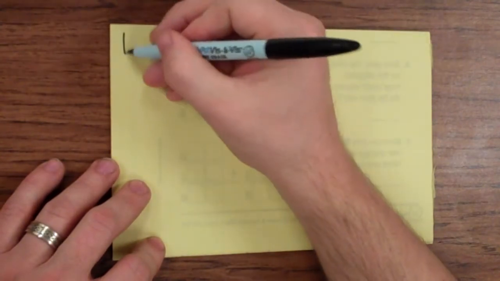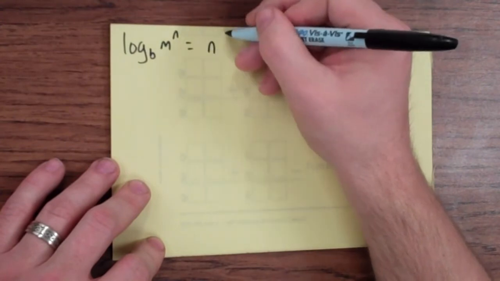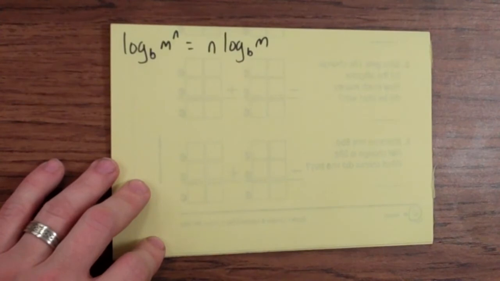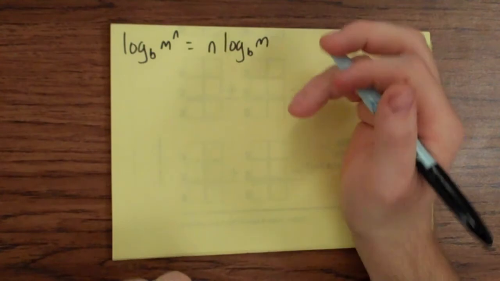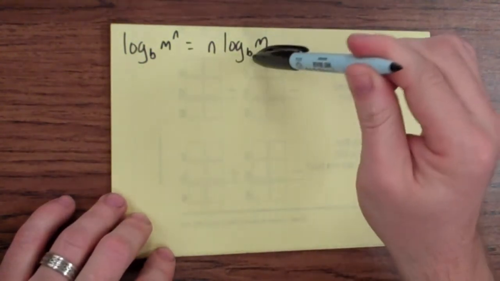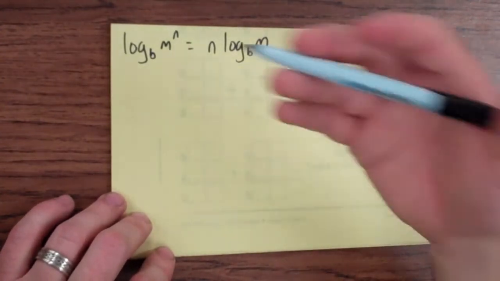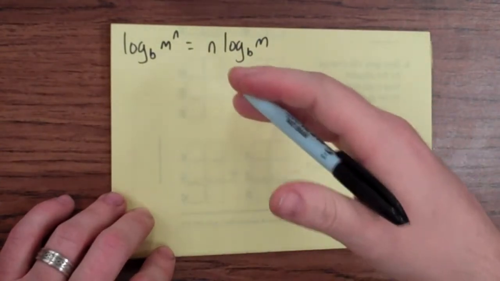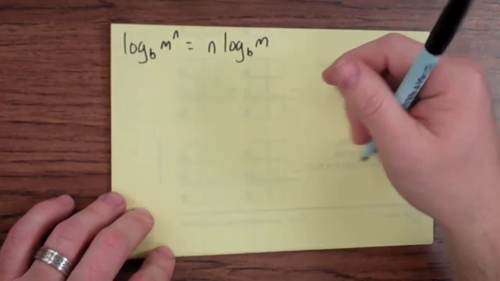Now the power property: log base b of m to the n is equal to n times log base b of m. Now, what I'm about to do, this proof method, I don't particularly love, because what I'm going to do is use a previous thing that I just proved to prove this. It's completely sound and legal and everything. I like proofs to stand on their own, but I think it's easier to see and understand if we just use a previous property. And we're going to use the product property.